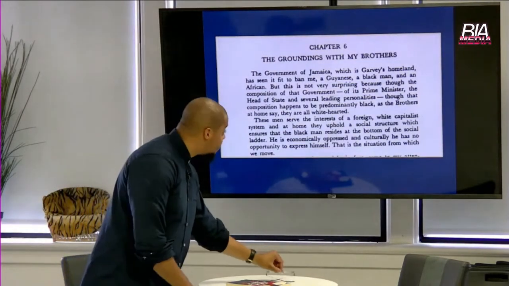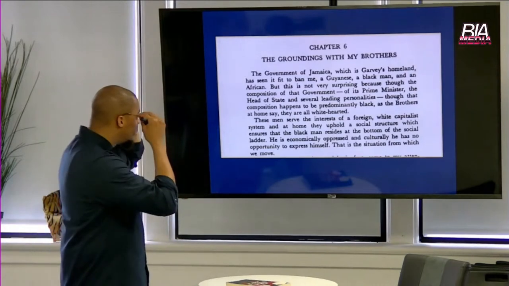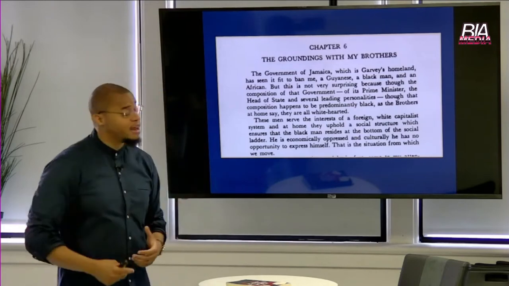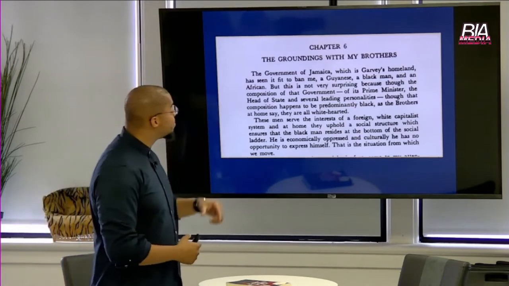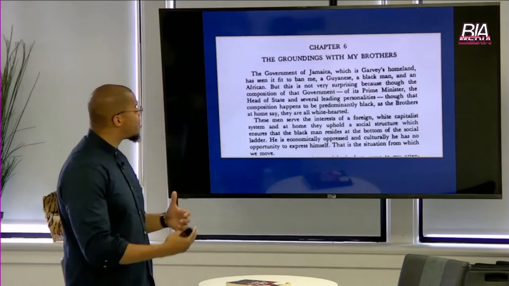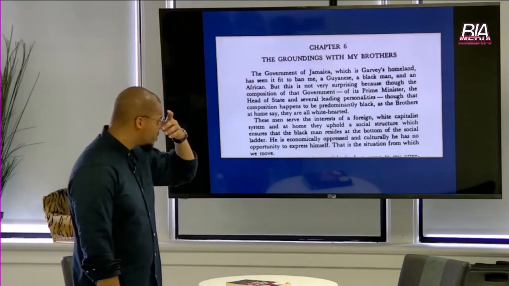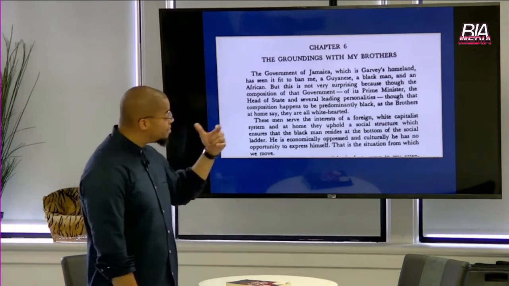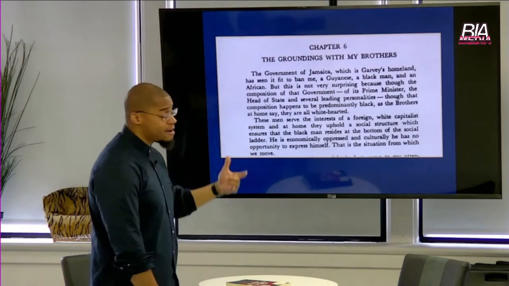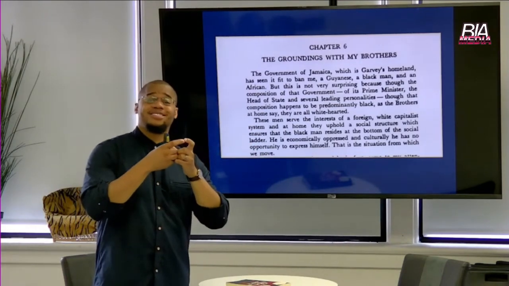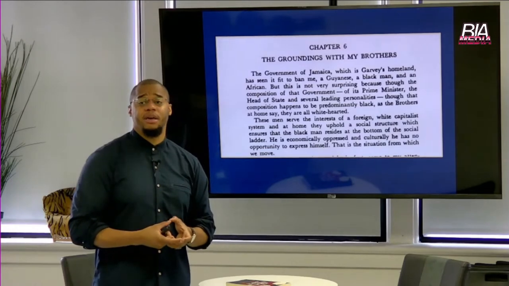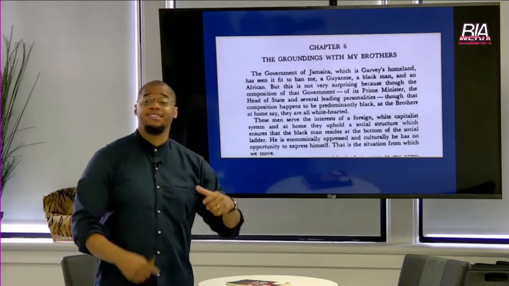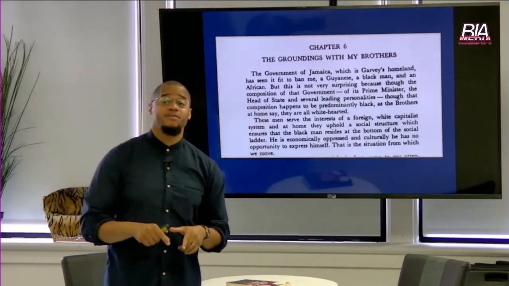And he writes this at the beginning of chapter 6. "The government of Jamaica, which is Garvey's homeland," and we talked about Marcus Garvey and the impact he had on the African world, "has seen fit to ban me, a Guyanese, a black man, and an African." Now, notice how he describes himself. He says, I'm Guyanese. I'm from Guyana. I'm a black man, and I'm also an African. So he's being very deliberate about his identification. Being a black man is about black consciousness and black power, but he's saying he's also an African. He's connecting himself with the rest of the African world.